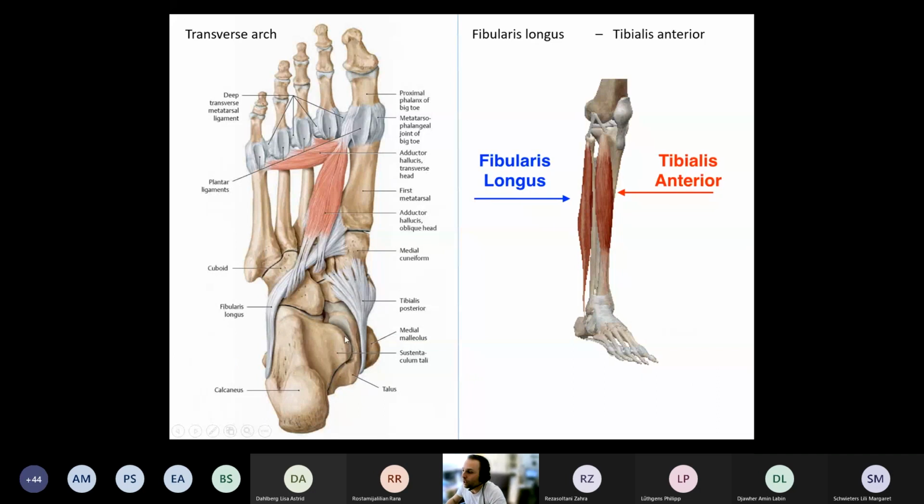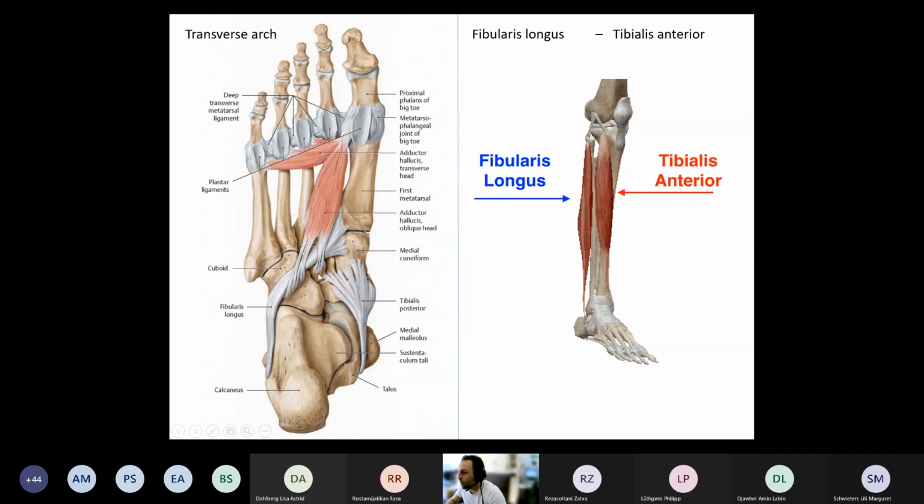The transverse arch. In the transverse arch, you have the following important structures. Here you have, again, an active component, which is a muscle of the leg, the tibialis posterior and its tendon. Then you have the fibularis longus tendon, which is again a long muscle of the leg. And then here you have the most important short muscle for the support of the distal transverse arch. That's the adductor hallucis muscle with its transverse and oblique head.